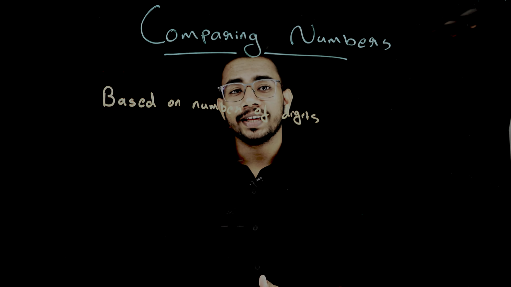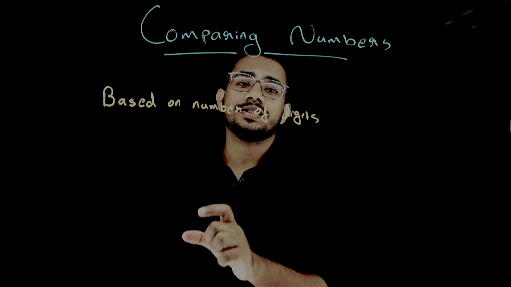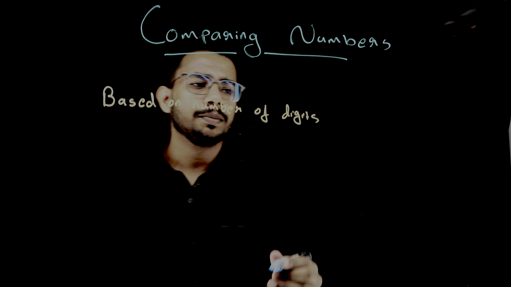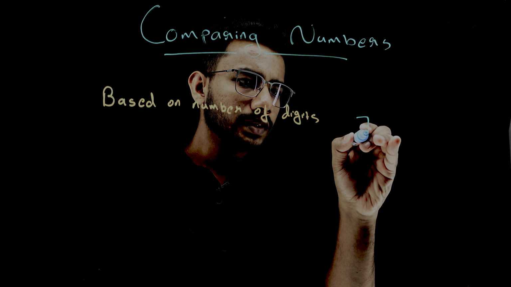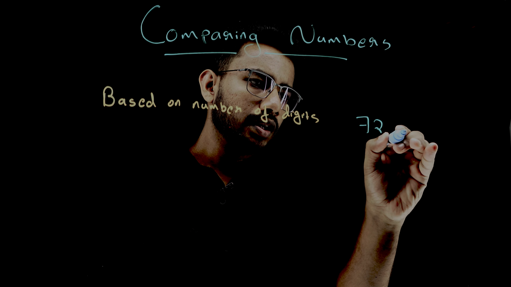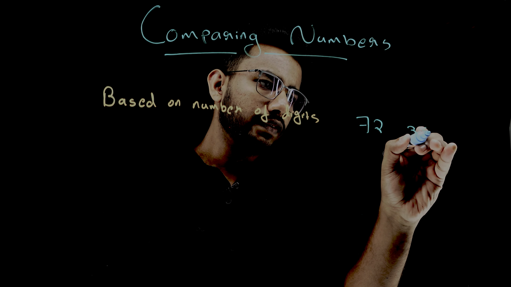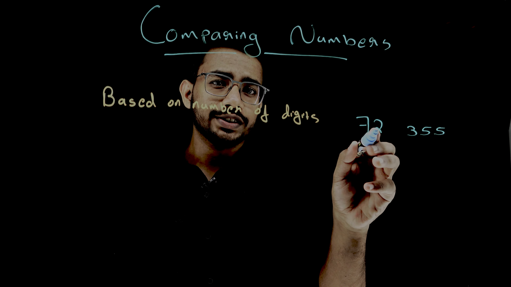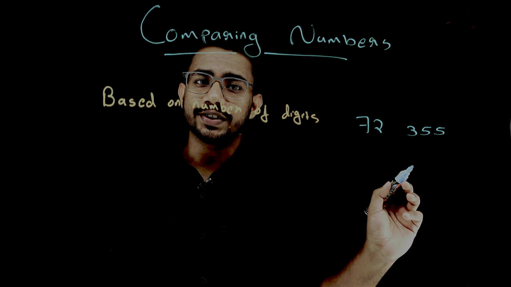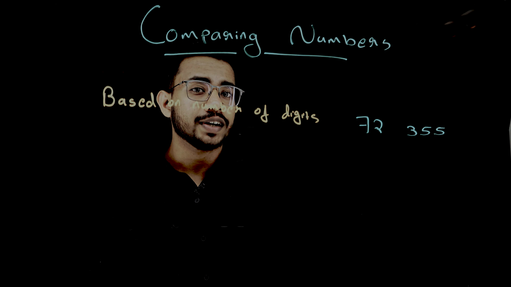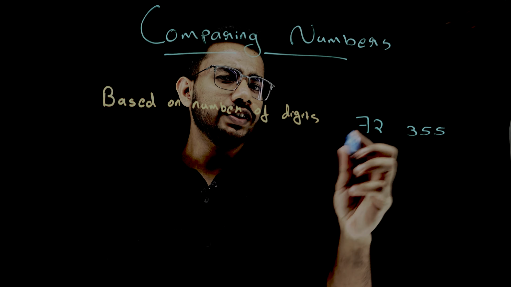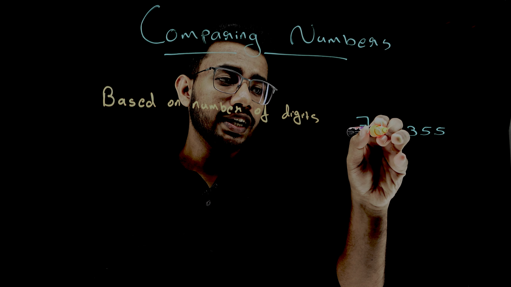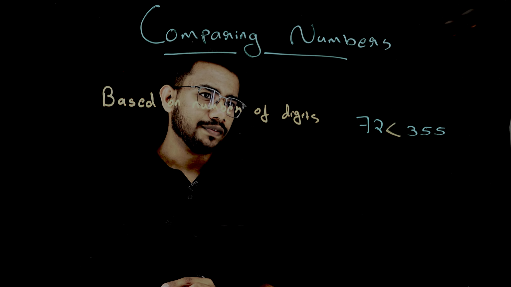The first type of comparison is all about how many digits I have in the number itself. For example, let's say I have the numbers 72 and 355. In this number, I have 2 digits here. I have 3 digits here. So 355 will be the largest. So I have to use which sign? I have to use 72 is less than 355.